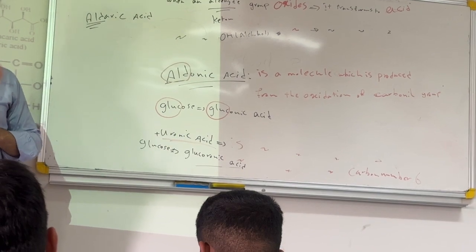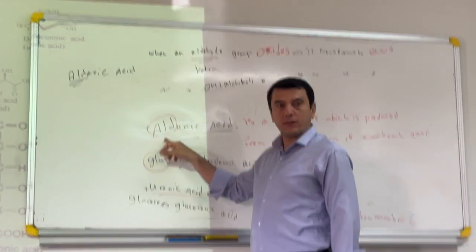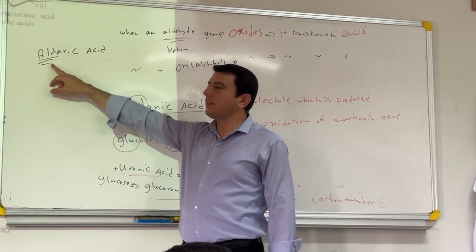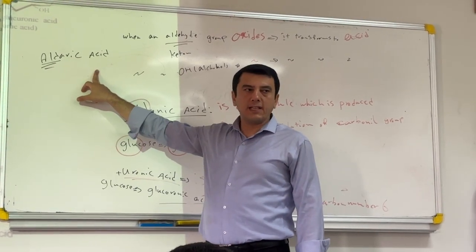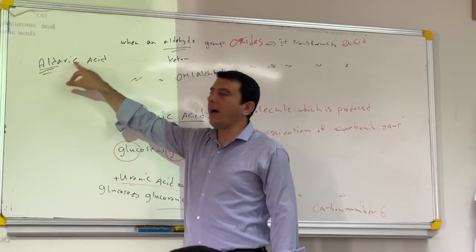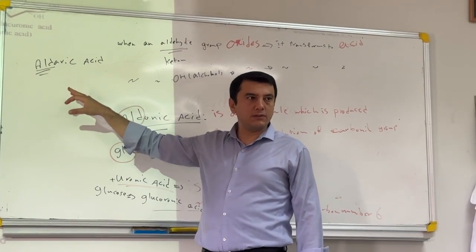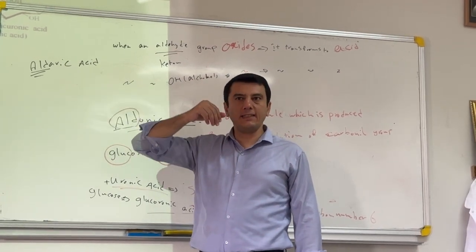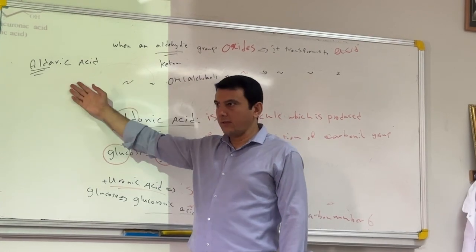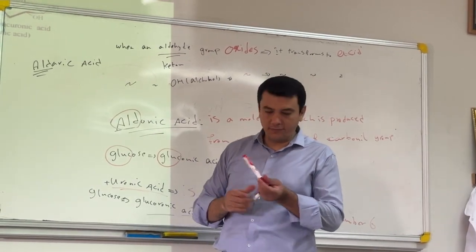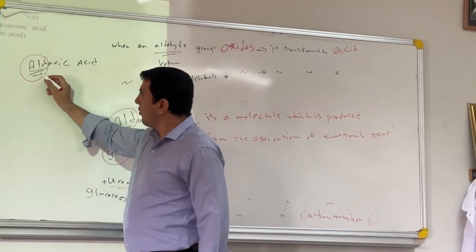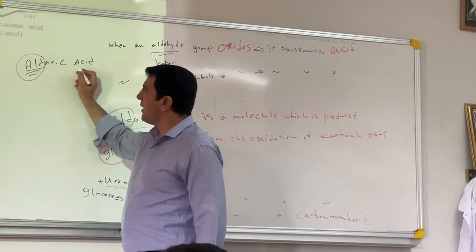So, after oxidation of sugars, we have three types of new molecules. The first one is aldonic acid, the next is uronic acid, and the last one is aldaric acid. For example, for glucose we have glucaric acid. For mannose we have mannaric acid. For galactose we have galactaric acid. You can substitute the name of the sugar with this part.